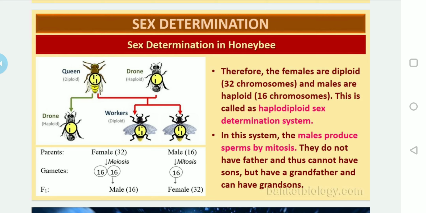Okay, so let it be. Next class we will continue. See, today what we discussed: we discussed sex determination in humans, as well as sex determination in honeybee. And I told you about male heterogamety and female heterogamety and the sex determination in humans. Also we discussed the haplodiploid sex determination in honeybee.